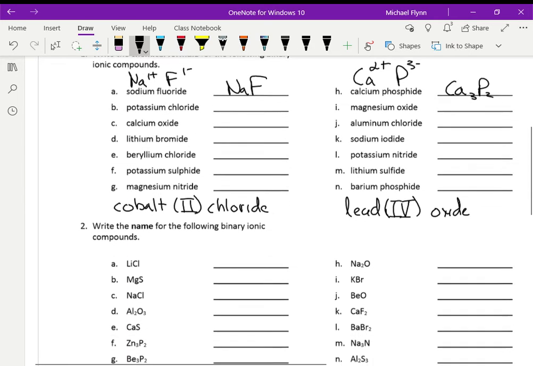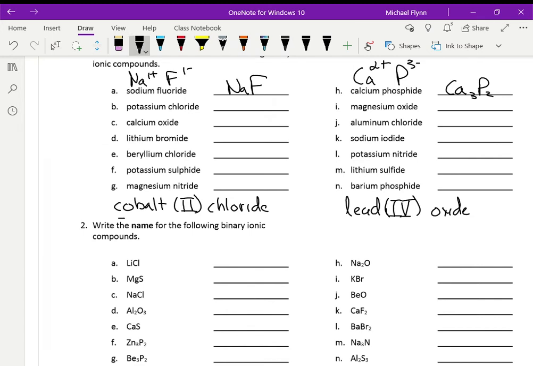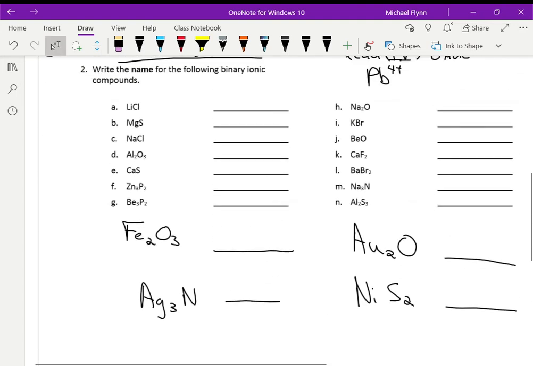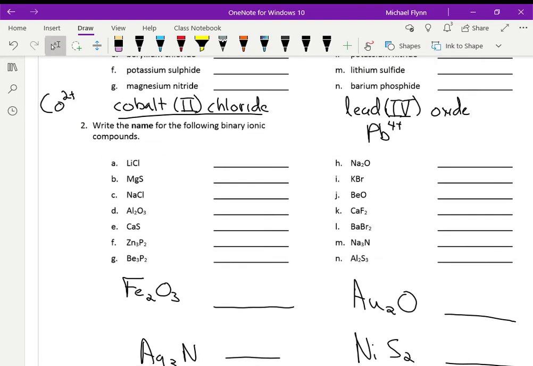Now I did include some of these guys here at the bottom. Notice that if it's a multivalent one, we have to tell you what the charge is. So here, cobalt 2 chloride, we know the cobalt is 2 plus. It tells me, so it makes it easy, right? Because it tells me. And here, this lead would be Pb4 plus, okay? Because IV means 4. Oxygen is -2 and chlorine is -1, so you can just look those up on the periodic table.